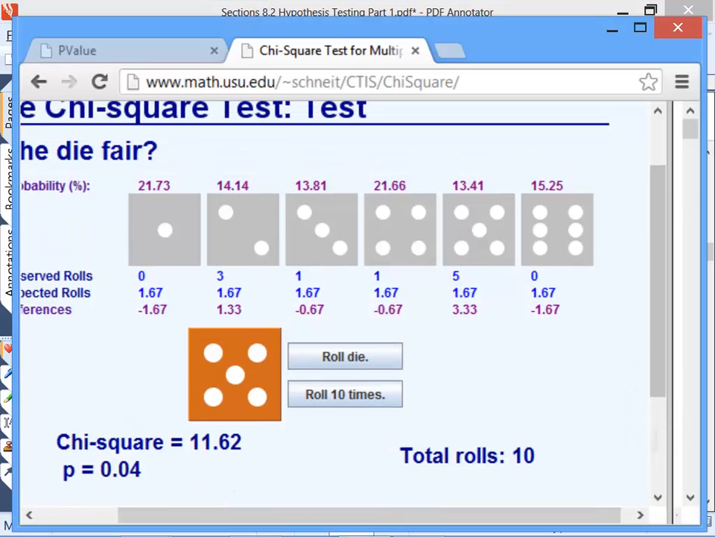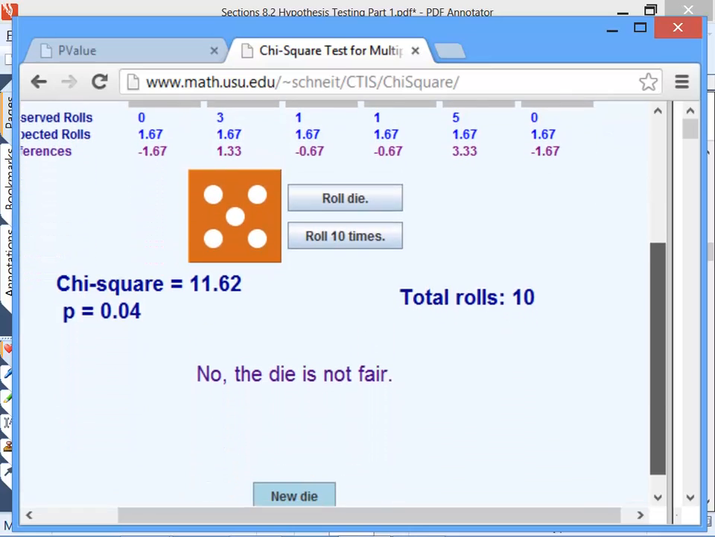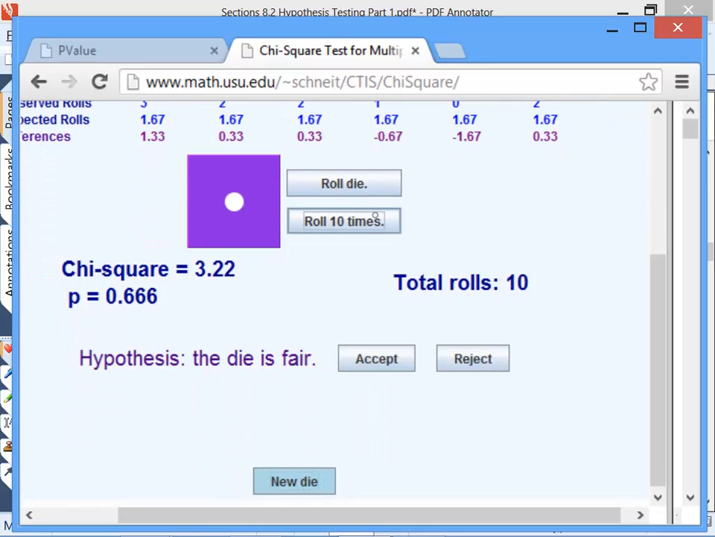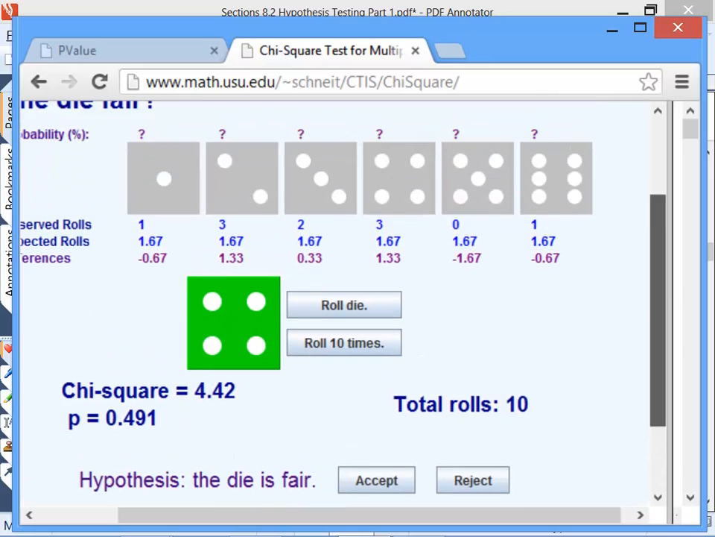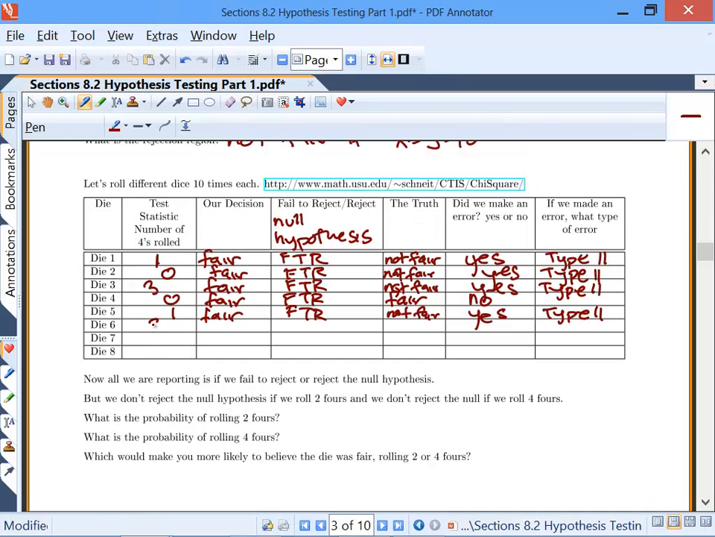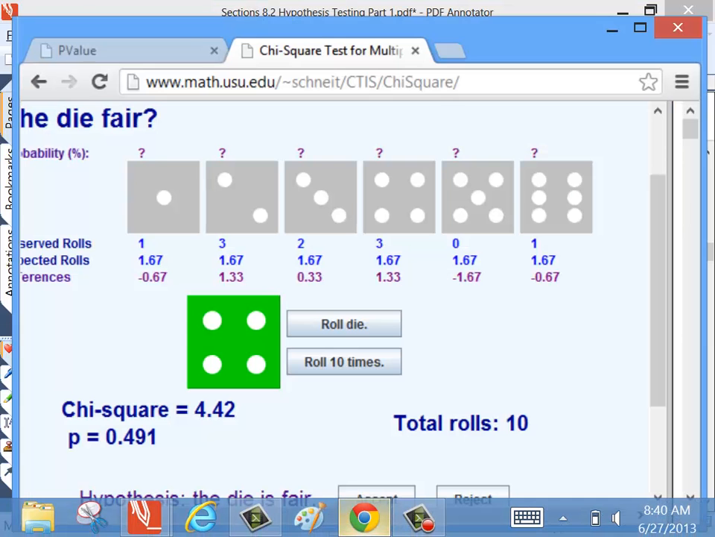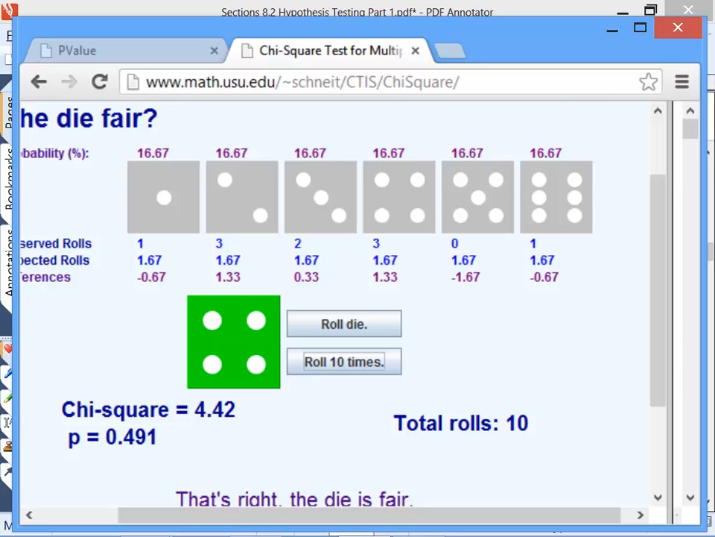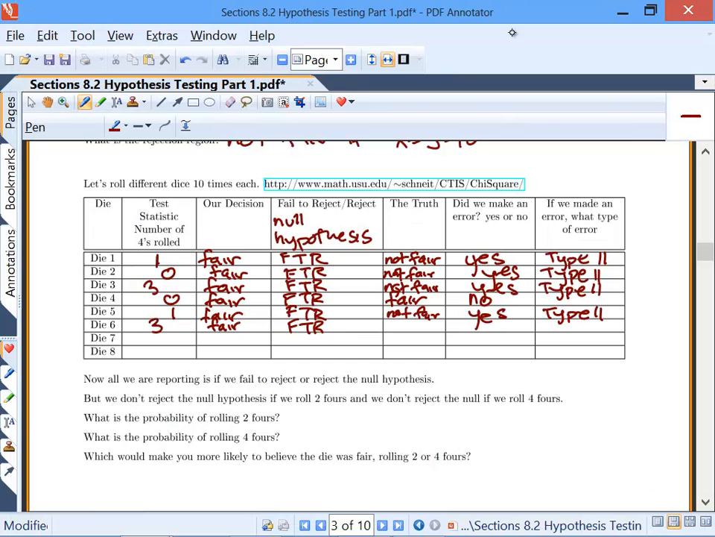I'm going to go through a couple coins and see if I can get some high values of our 4s, just so we can practice with that. There you go. Last time I did this, we couldn't figure it out. Let's try another one with 3. So this time we got 3 4s, which means we think it is fair, and we will fail to reject. And we were right, the die was fair. So we didn't make an error.